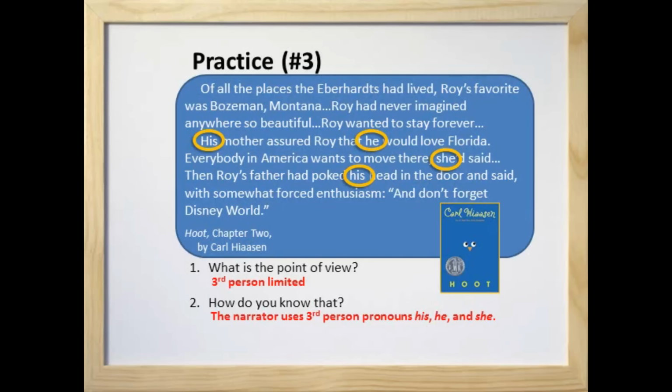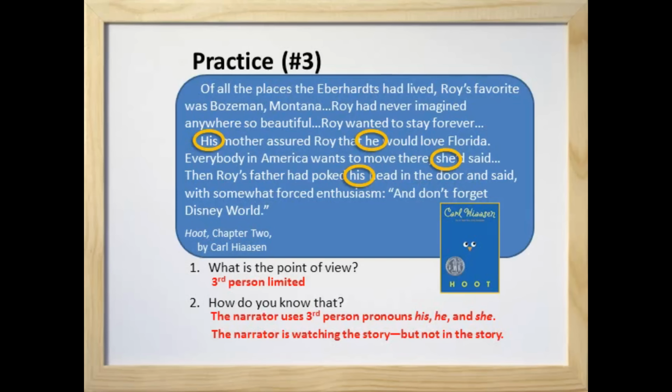Also, we know that this is third-person point of view because this narrator is watching the story, but not in the story with the characters. This narrator is a little distant from the story and telling us about it. So that's a third-person point of view.